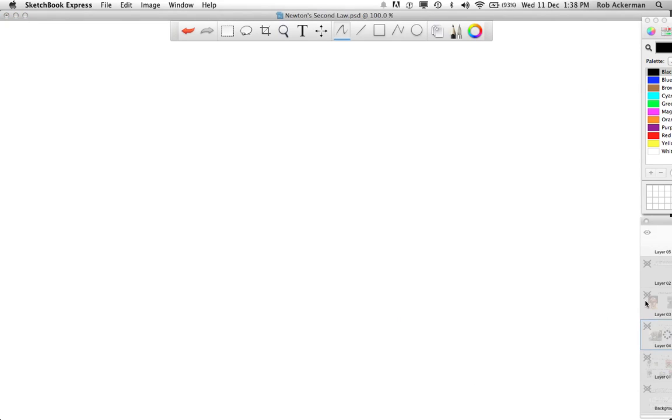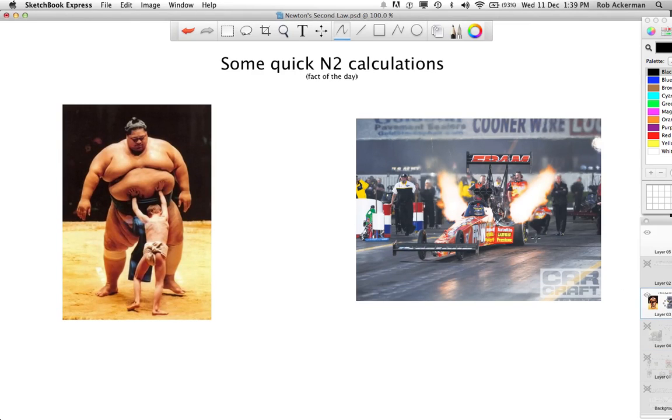All right, let's move on. Try a few examples here, some simple but real calculations where we're going to use the fact of the day. Everyone can identify this. This is a sumo wrestler with a little kid trying to push on him. Obviously, it's kind of like the girl pushing on the elephant. Not much is going to happen. However, I bet you he'll have more success than the girl pushing on the elephant.